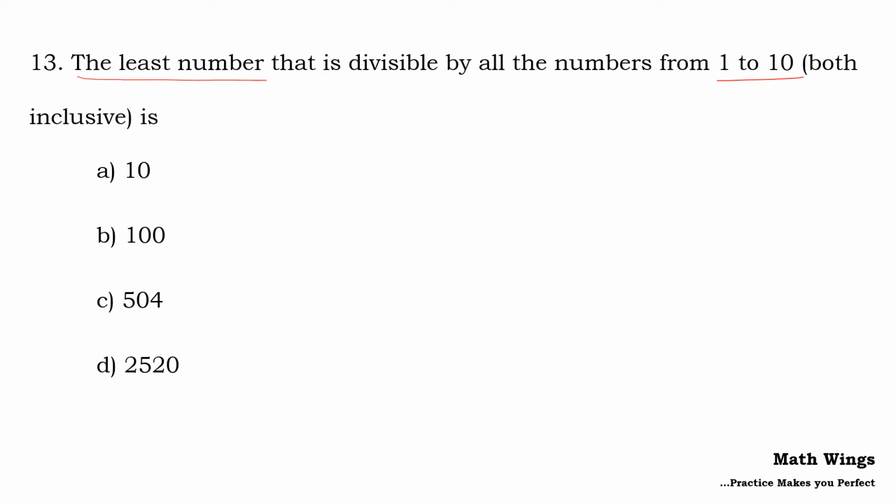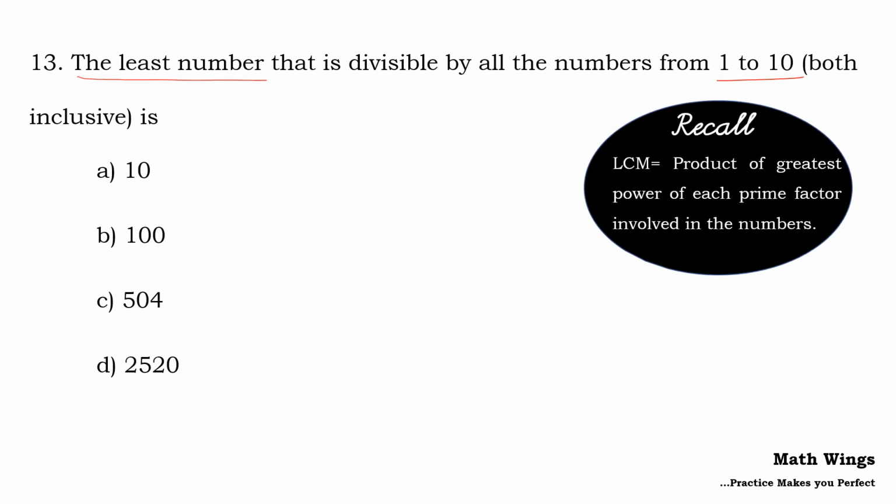So let us recall the concept we had learnt about this. What is LCM? It is the product of the greatest power of each prime factor involved in the numbers. So here, rather than sitting and finding the LCM of 1 to 10 by the normal method, we can just go with the prime factorization of the numbers from 1 to 10. We'll start with 2, no need to take 1.